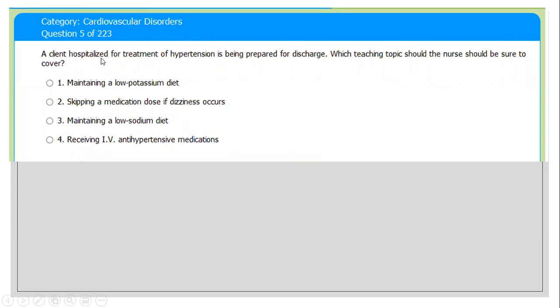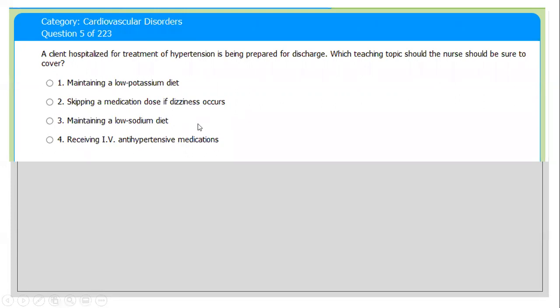A client hospitalized for treatment of hypertension is being prepared for discharge. Which teaching topic should the nurse cover? Number one, maintaining a low potassium diet. Number two, skipping a medication dose if dizziness occurs. Number three, maintaining a low sodium diet. And number four, receiving IV antiarrhythmic medications.